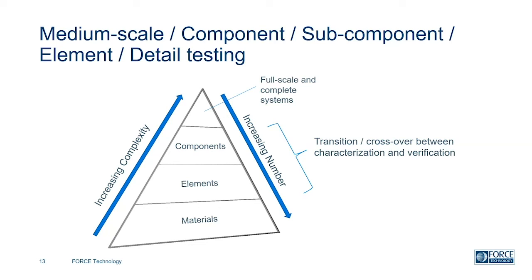Component testing, subcomponent testing, element testing, detail testing. So there are many names that people apply to the middle part of the pyramid, where we're moving from more of this material dog bone style up to the full scale. And as we're further down, we're still in that area where you are testing for characteristics or design values up to more specific cases that are related to the full-scale program.